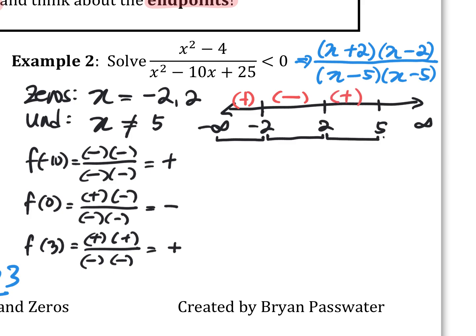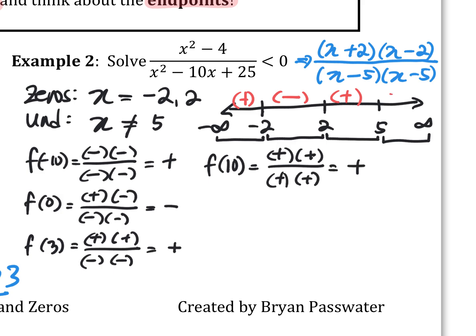Let's go to the last interval. That's going to be from 5 to infinity. Maybe I'm going to get 10 again. That's the easiest one. So 10 plus 2 on the numerator is going to give me a positive sign. And then 10 minus 2 is still a positive sign. Denominator, 10 minus 5 is still positive, and the other is also positive. Therefore, this is going to give me a positive. So the last interval is also positive.